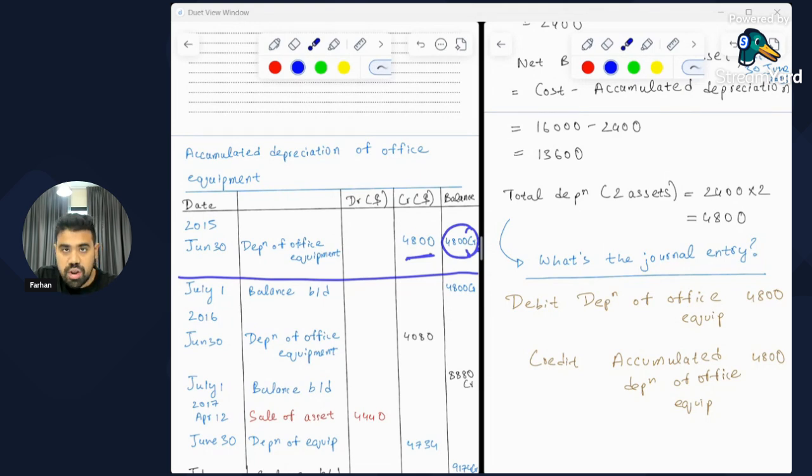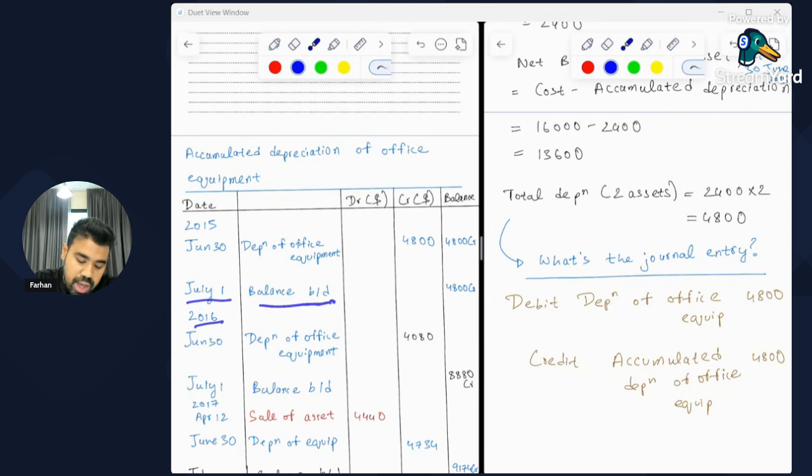So 4,800 credit, okay? Now moving on to the next financial year, which starts on 1 July 2016, we will carry this balance forward and we will call it the balance BD, or the balance brought down. And this is 4,800 credit based on what we ended the previous year with, okay?